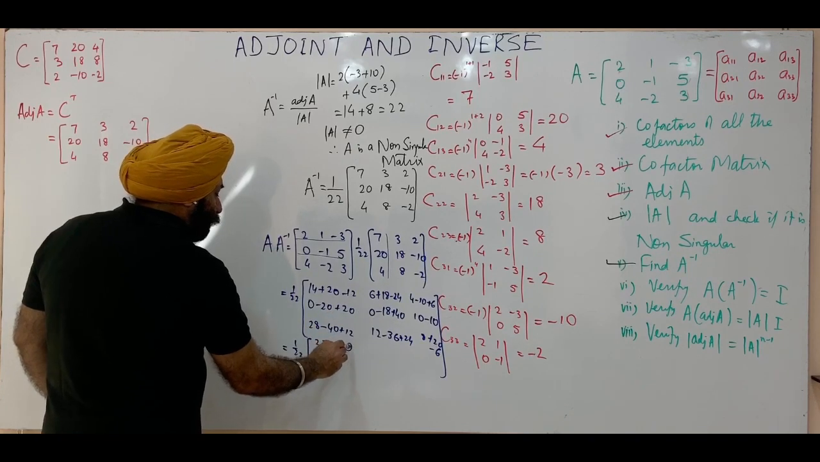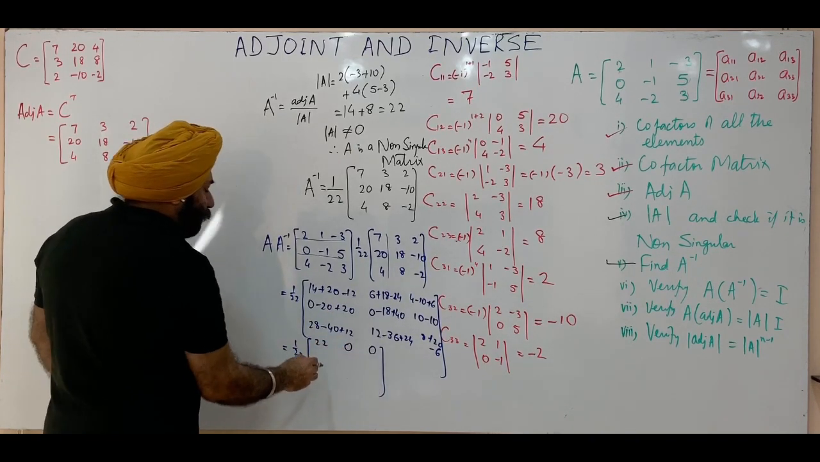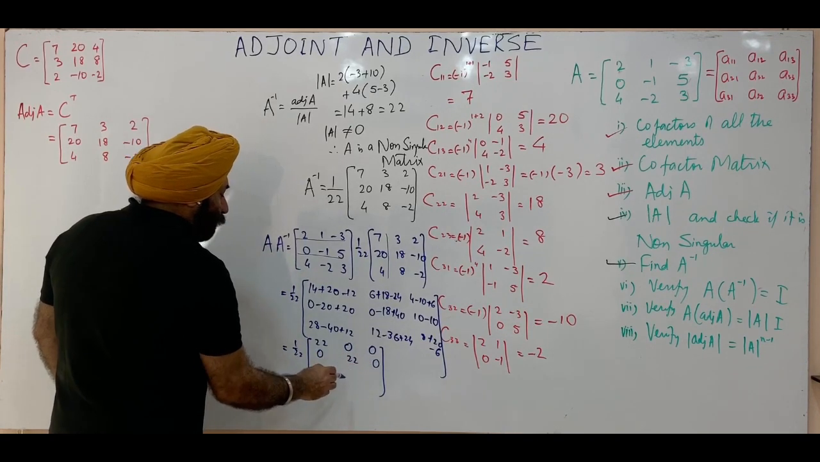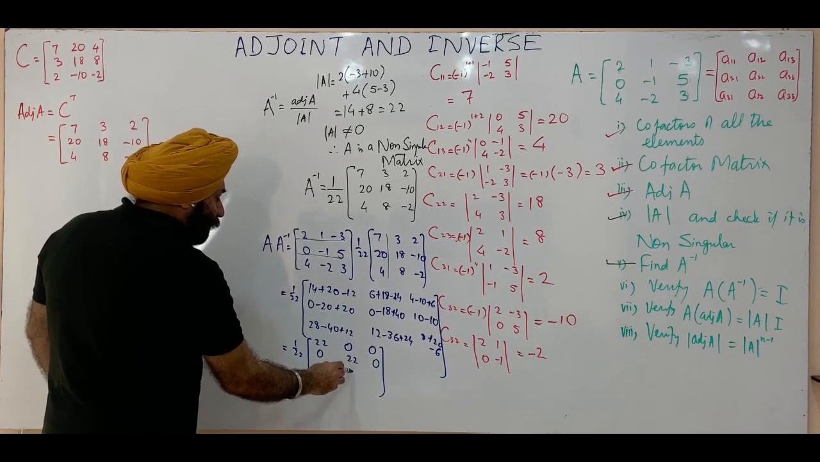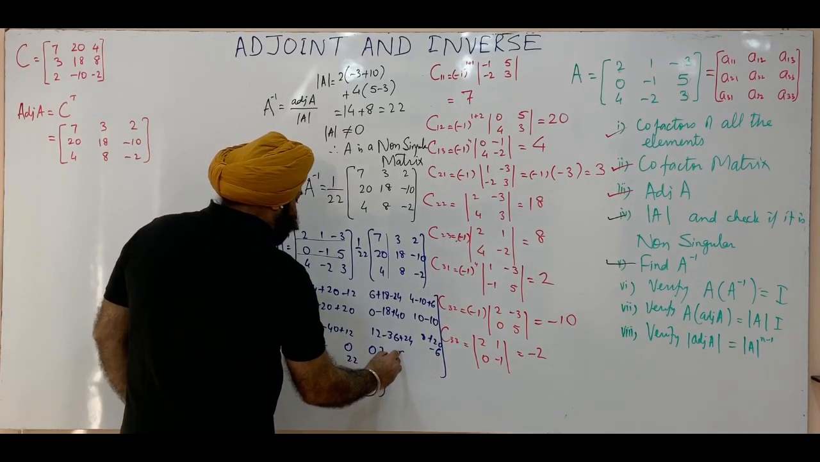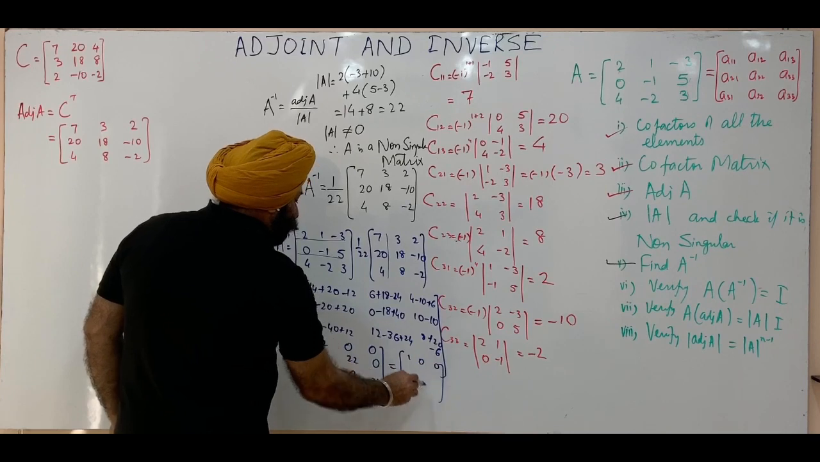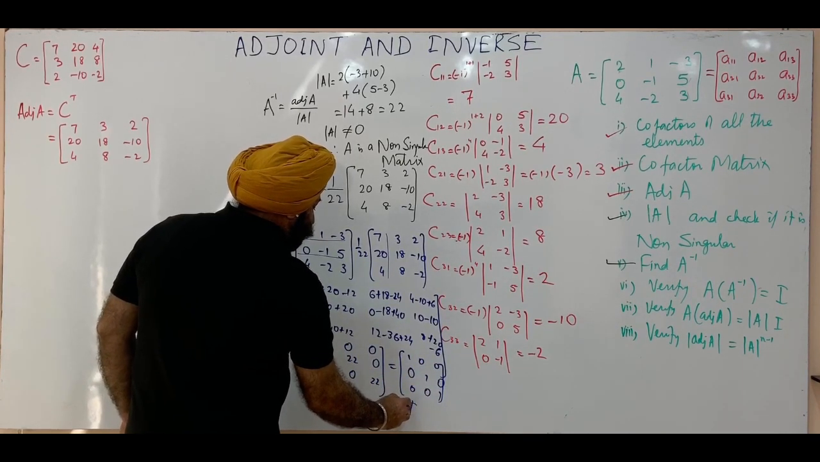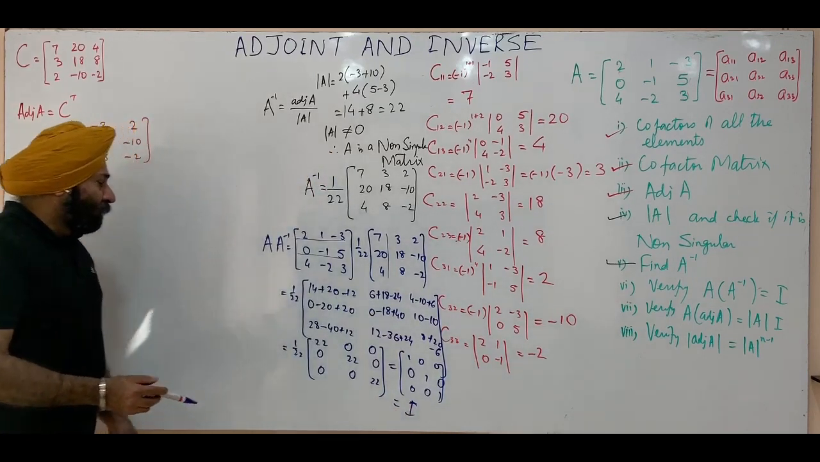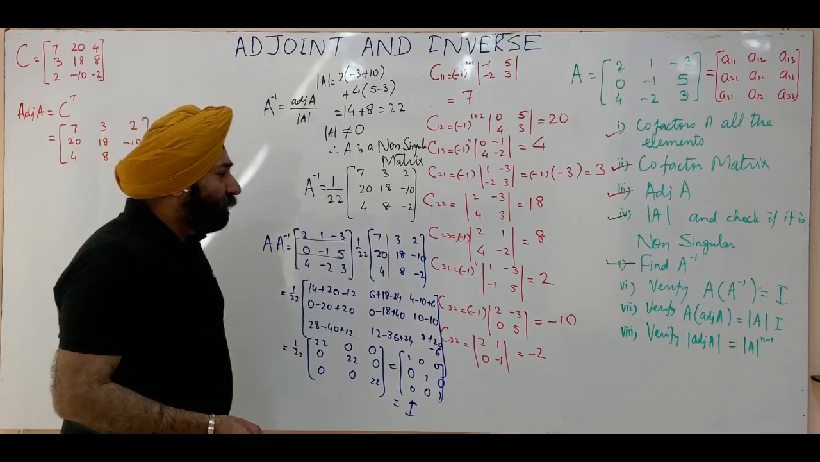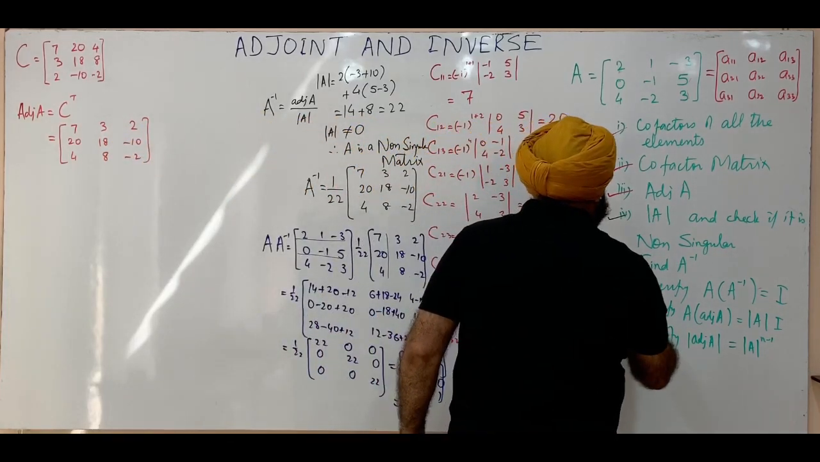This is 0, this is 0. So we can see this is 0, this is 22, this is 0, this is 0, again 0 and this is 22. So this is 1 0 0, 0 1 0 and 0 0 1. This is I. So A into A inverse is I. This is true for every matrix A. A into A inverse is I.